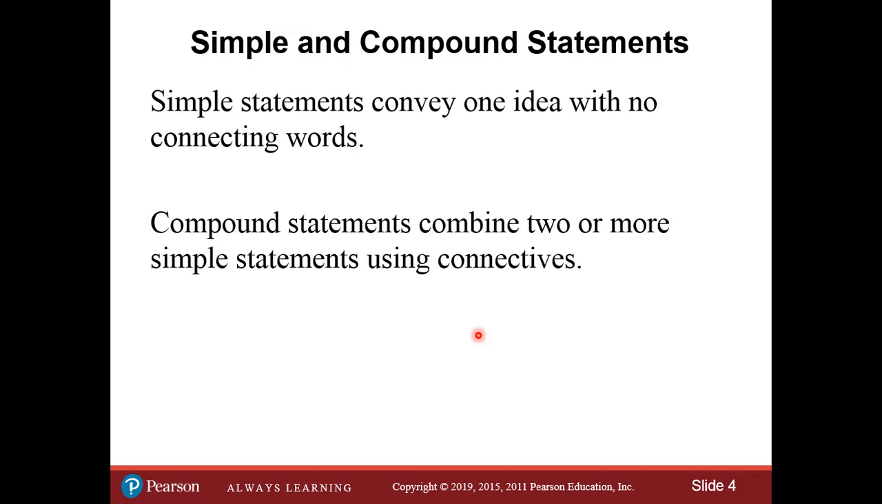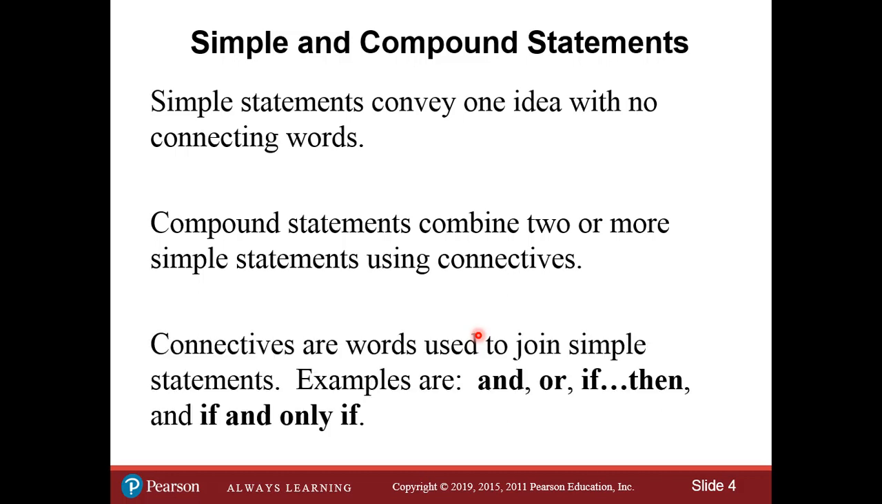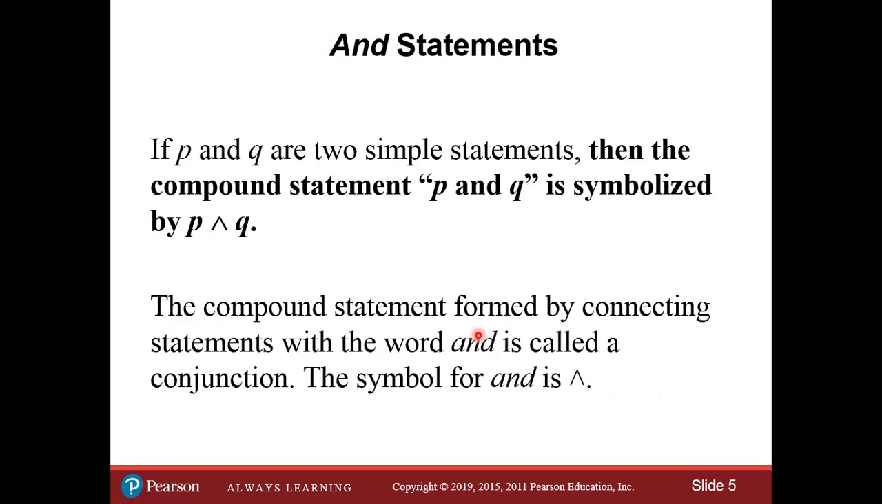Compound statements combine two or more simple statements using connectives. What are the connectives? Well, those are going to be and, or, if, then. Those are examples of connectives. So they join simple statements. So and, or, if, then, if and only if, those are all different types of connectives.